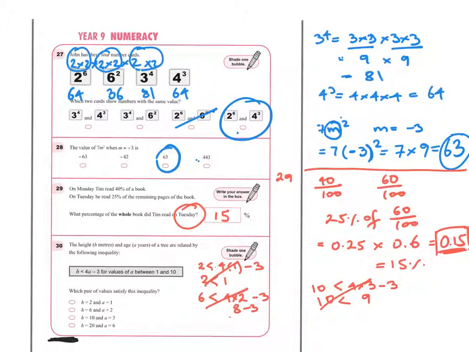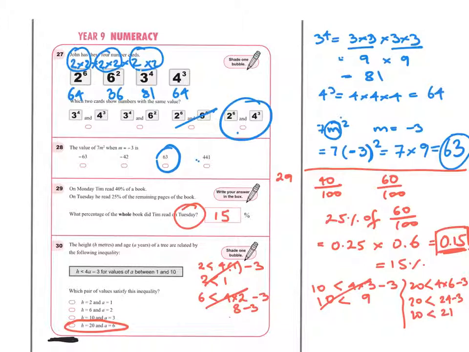What about the last one? Age is 20. Okay, 20 less than 4 times a, which is 6, take away 3. So 4 times 6 is 24. 24 take away 3 is 21, which is bigger than 20. So therefore this is the last answer.